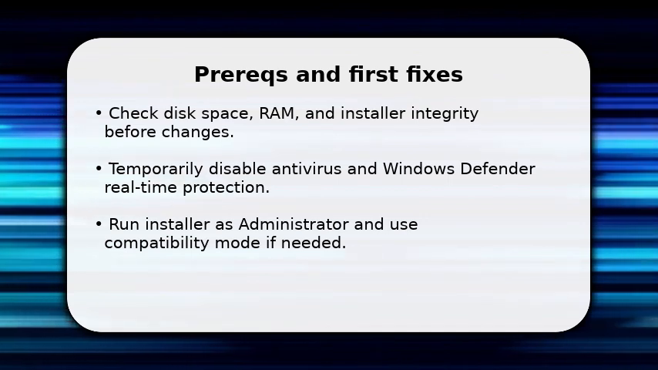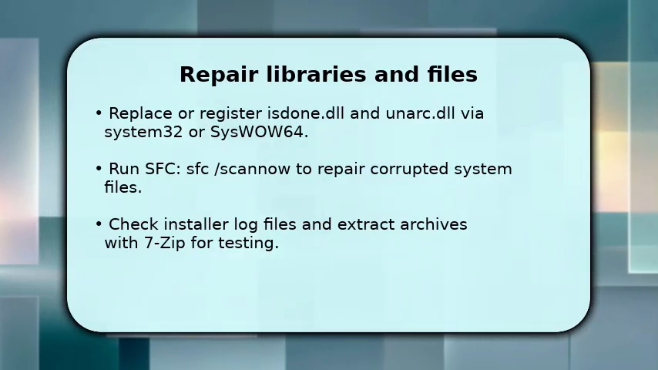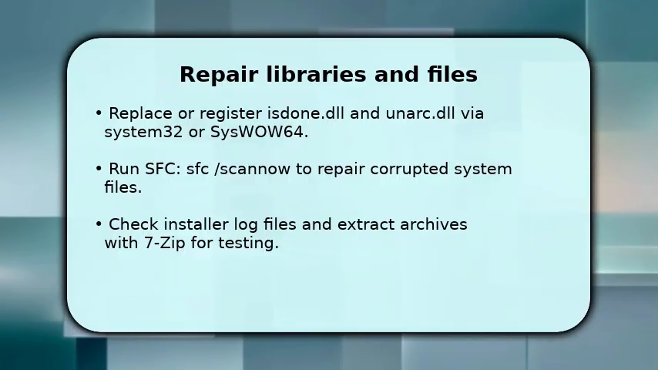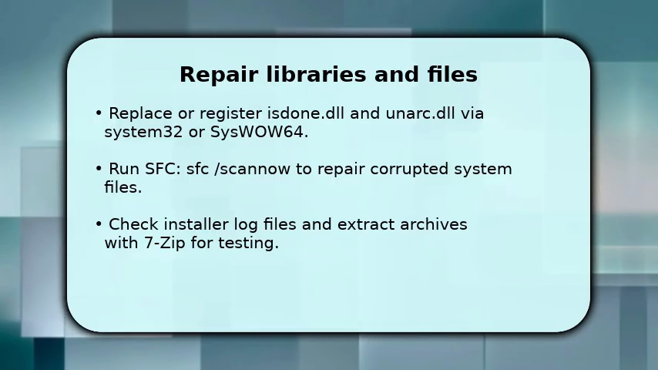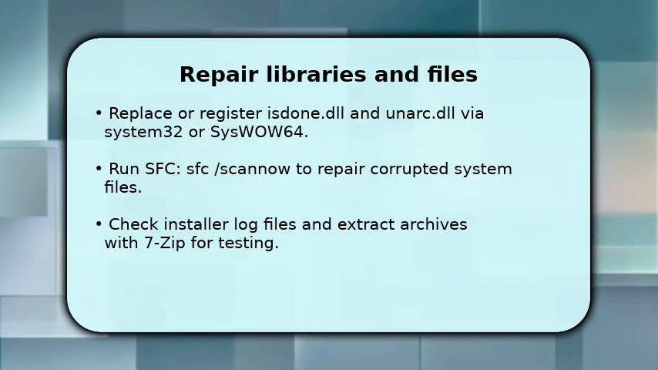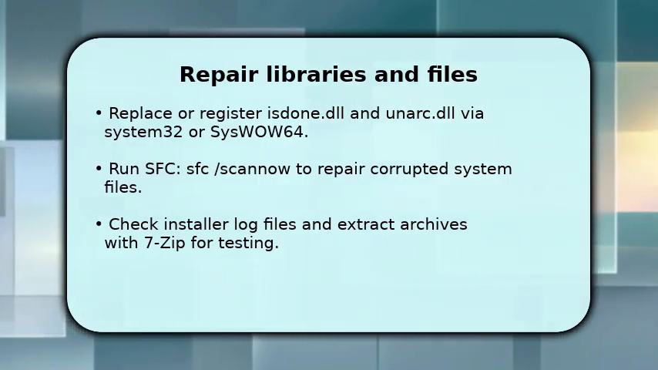Now you repair or replace the failing components so installations can complete. First, copy a clean Isdone.dll and unarc DLL into C:/Windows/System32 or SysWOW64 depending on your OS, then register them with regsvr32 if applicable. Once done, run sfc /scannow to fix underlying system file corruption that may cause library errors.